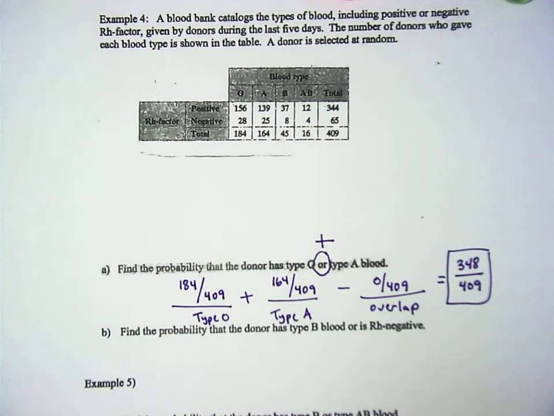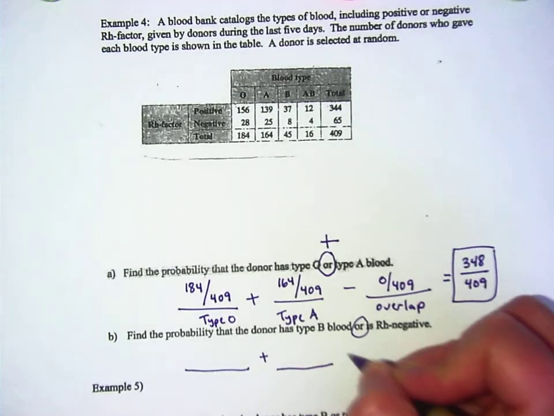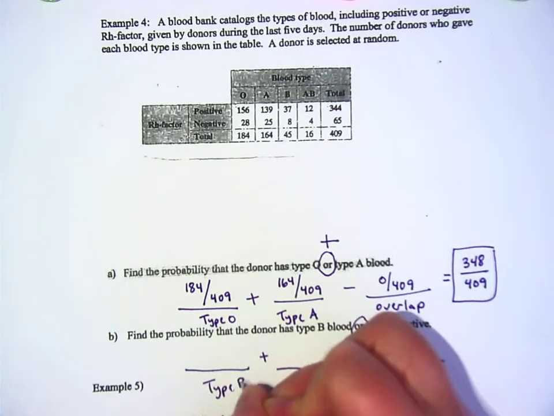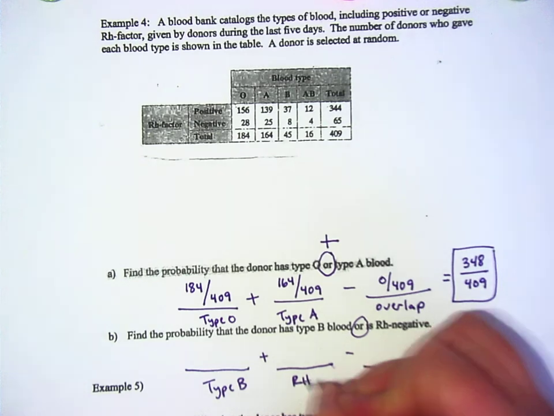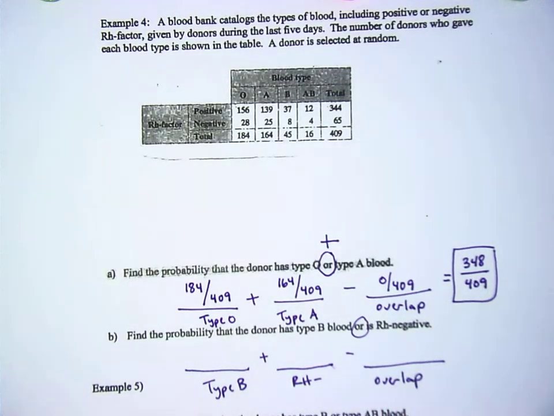Find the probability that the donor has type B blood or is Rh negative. Okay, so we got type B blood, we got Rh negative, and we got an overlap where they're both things at the same time. So probability that we have type B blood. How many people in this study have type B?